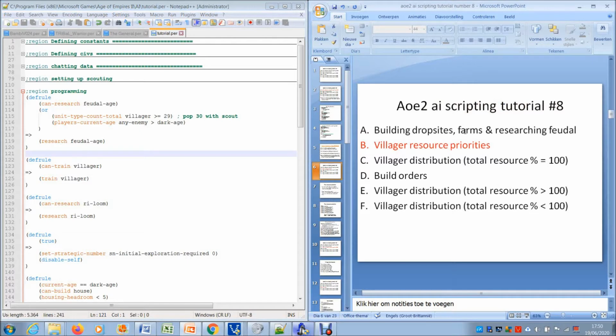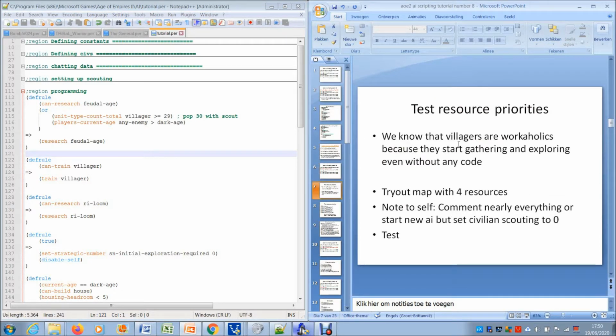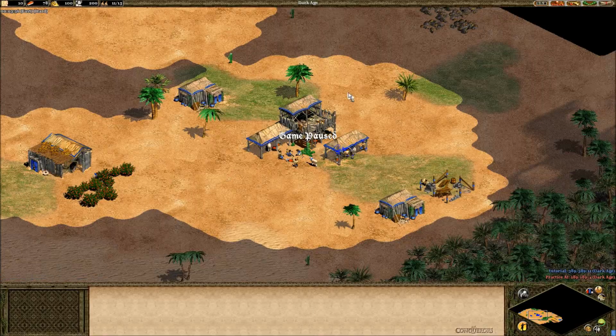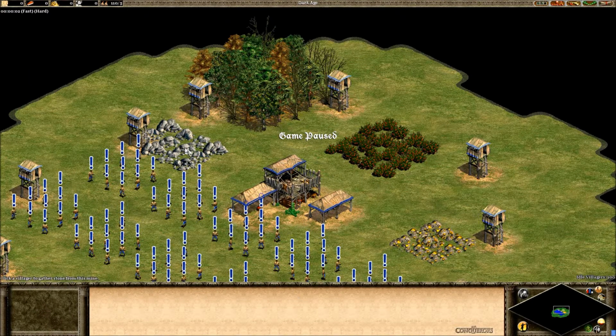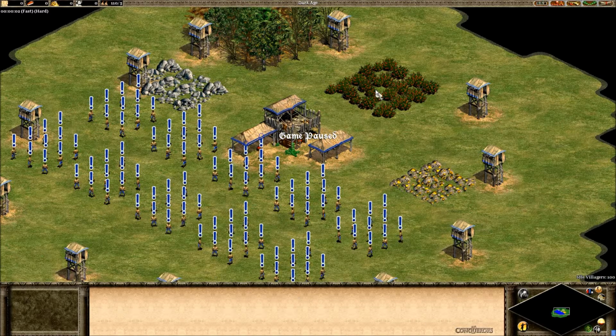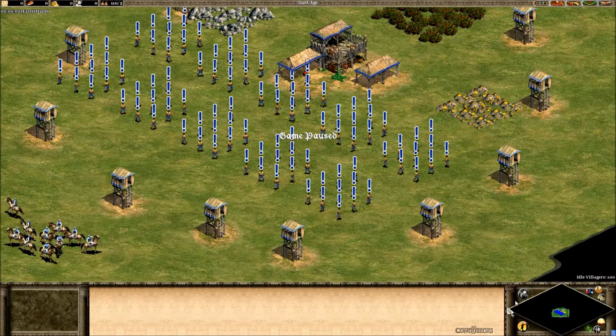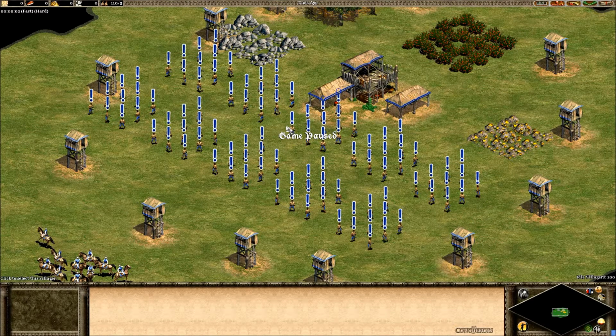Let's go to section B, villager resource priorities. Now we know that villagers are workaholics because they start gathering and exploring even without any code. As we saw here, they started on the food. We're going to do an experiment on a map where we've got 4 resources. You see stone, wood, forage bushes and gold. And of course our 100 villagers, you remember from another tutorial video experiment with the scouting.